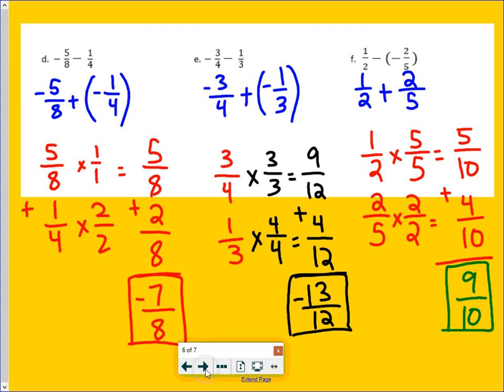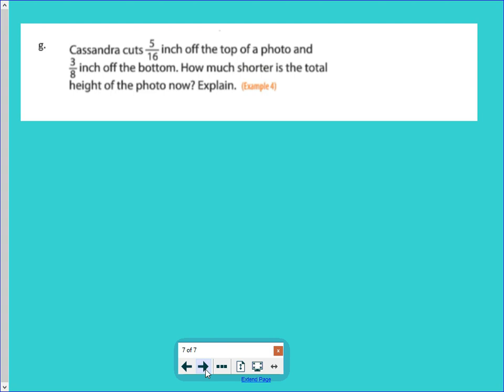And then finally we have our word problem here. Cassandra cuts 5 1/16 inch off the top of a photo and 3/8 inch off the bottom. How much shorter is the total height of the photo now? So how much shorter is the total height of the photo now? There's quite a bit going on here. I would draw a picture so that you can answer this question.